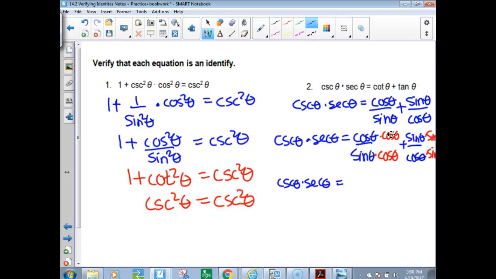And on the right, I got cosine times cosine on the top, which is cosine squared theta. Whoopsie. I almost wrote cosecant.